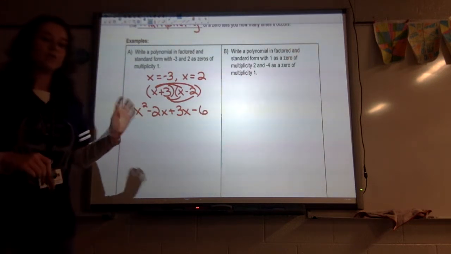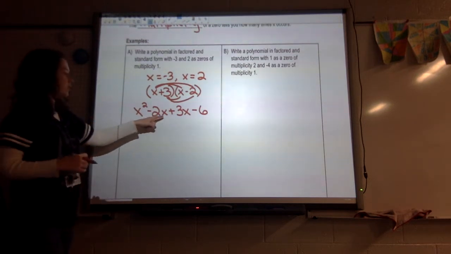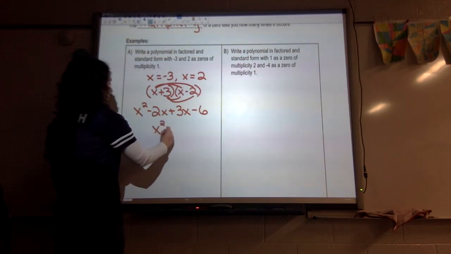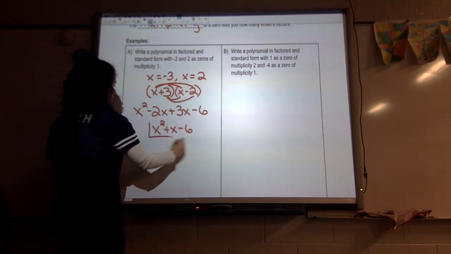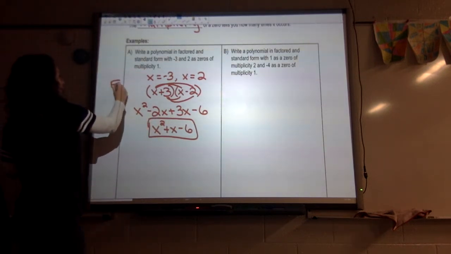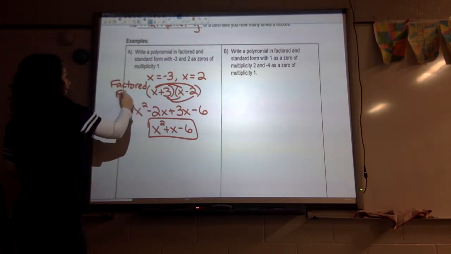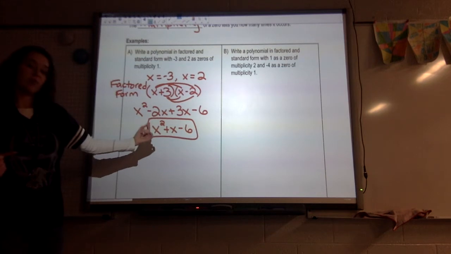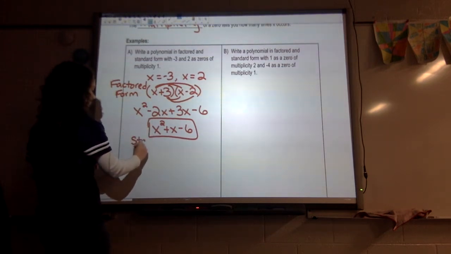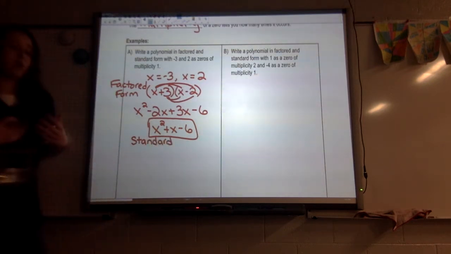Okay? Your very, very last step here is to put together your like terms. So I see a negative 2x and a 3x. I put those together, and that becomes 1x. So just to make yourself a little note, this right here in parentheses is factored form. Okay? When I go ahead and distribute it out, whatever my answer is, that is standard form. Okay? And right there we're done.